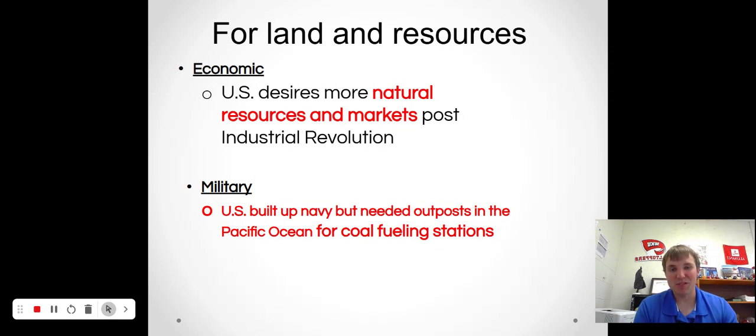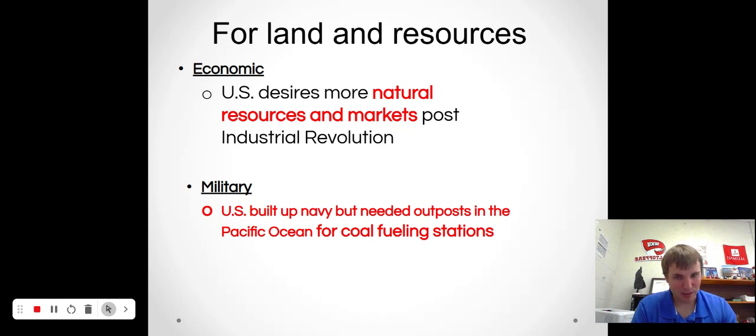We needed bases in the Pacific Ocean for these coal fueling stations for our ships. Because if you look at a map of the world, between California and Asia, there isn't a lot. There's Hawaii and Midway Island. There's a few islands. There's Australia to the far southwest of everything. But it's mainly open ocean between North America and Asia.